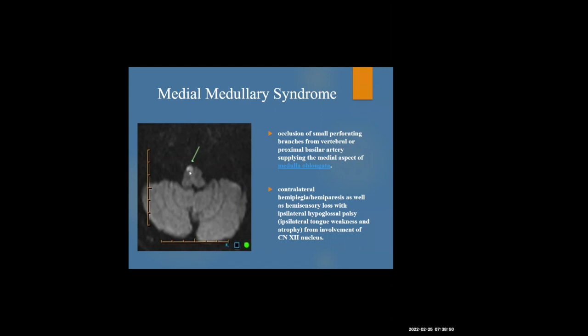And this is another one of those strokes, this little medial medullary syndrome, which has large clinical consequences. You get a contralateral hemiplegia, hemiparesis, you get a hemisensory loss, and an ipsilateral cranial nerve 12 palsy because of the cranial nerve 12 nuclei involvement. So important to know. This is not going to be PICA. This is going to be little perforators off your vertebral artery generally.